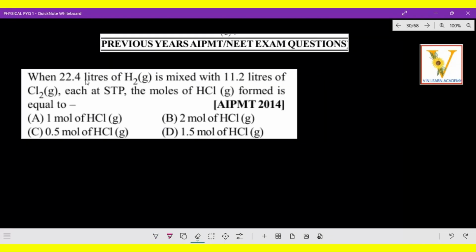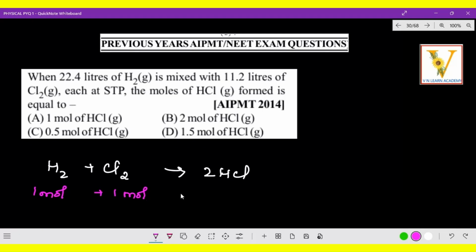22.4 liters of H2 gas is mixed with 11.2 liters of chlorine gas, each at STP. The moles of HCl formed is equal to what? Which is the correct option? Before finding the correct option, let us write the balanced chemical equation so that it will be easy for us to identify. H2 gas plus Cl2 gas gives 2HCl. This is a balanced chemical equation. Everything is gas here, so 1 mole of hydrogen combines with 1 mole of chlorine and gives 2 moles of hydrogen chloride.